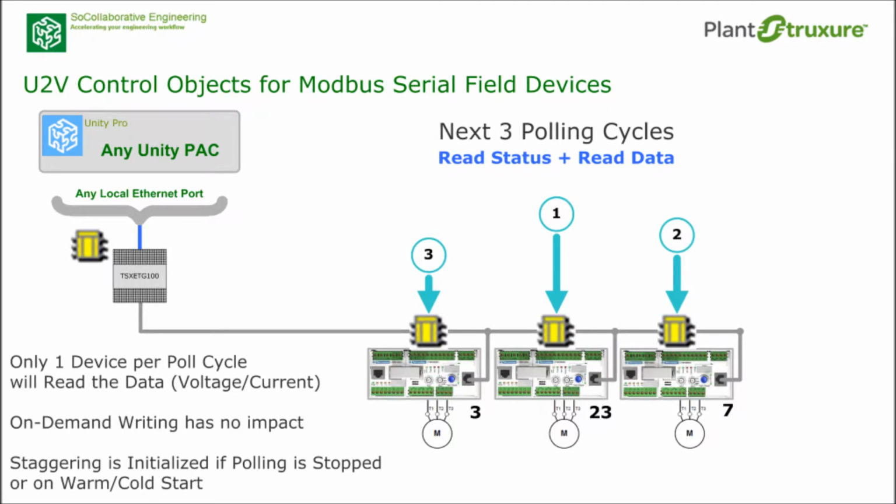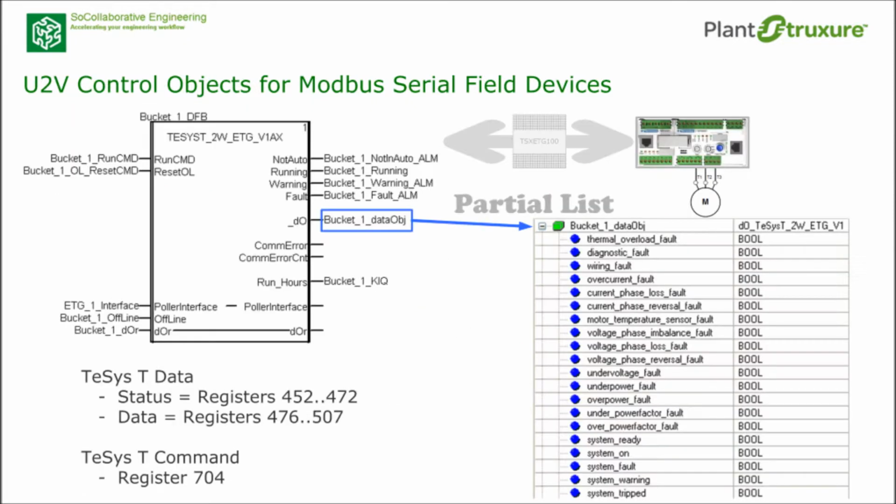On-demand writing of commands has no impact on the staggered data polling sequence, and if the controller is stopped, the staggered polling sequence is initialized.